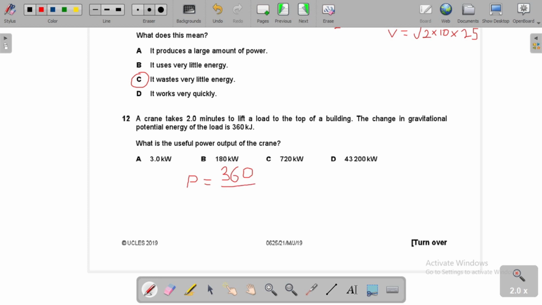2 minutes. Let's convert this minutes to seconds. So that is 2 times 60, and that is 120. This 0 cancels this 0. 36 divided by 12 is equal to 3. But remember, it is in kilojoules. I didn't convert it to joules by multiplying it by 1000 because the answer is given in kilowatts. So the answer is 3 kilowatts.